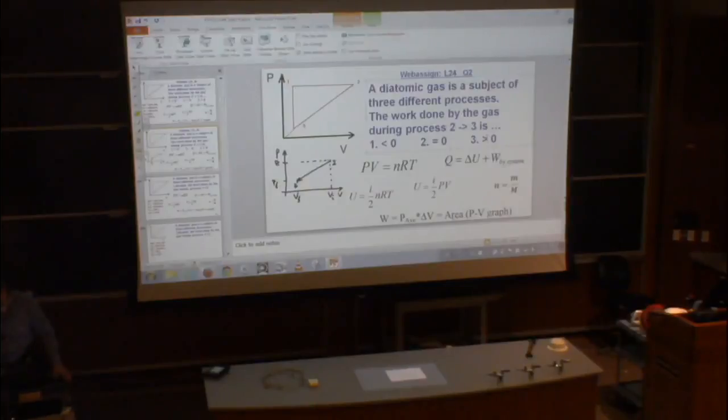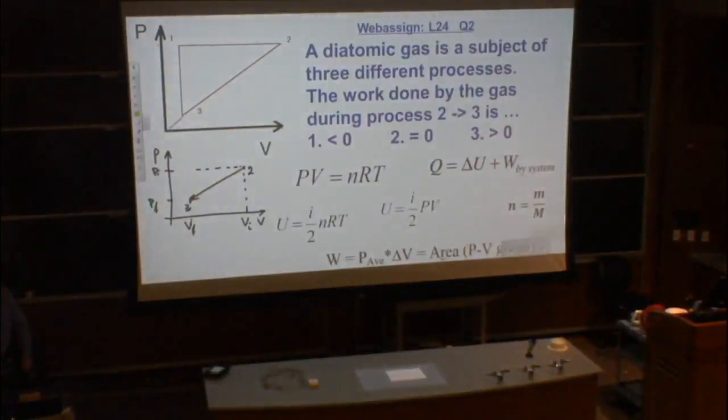Now, does pressure change or is it constant? The pressure changes. It's not constant. For that process, 1 to 2, the pressure doesn't change. For process 3 to 1, the pressure changes, but the volume stays the same. And in this process, they both change. The volume changes, the pressure changes.